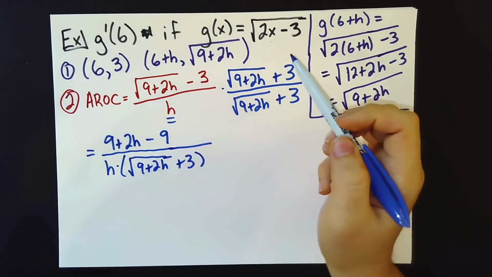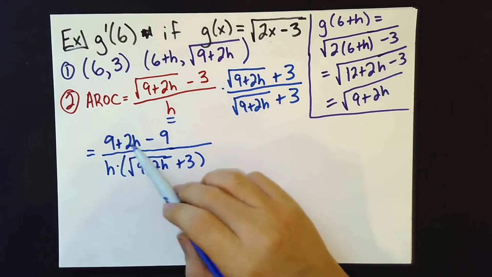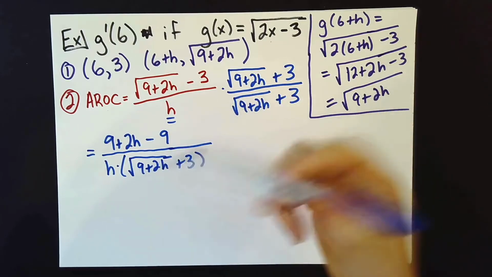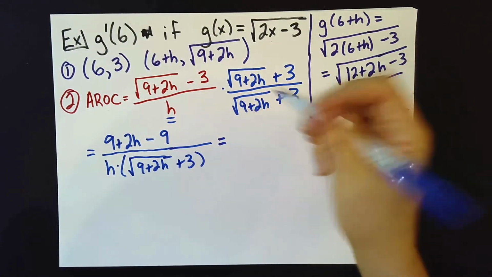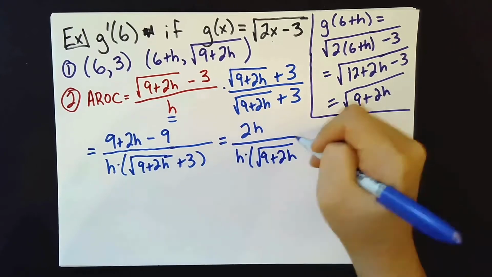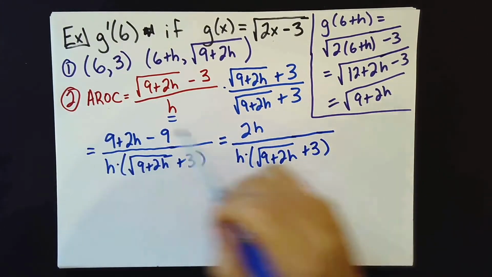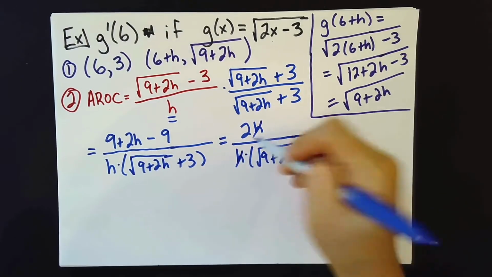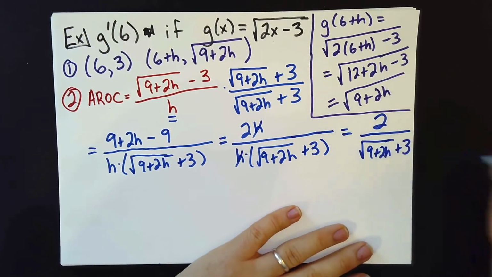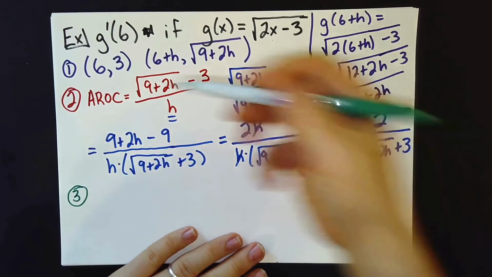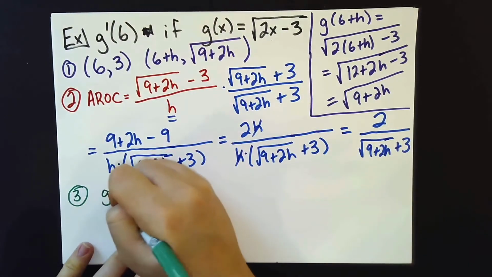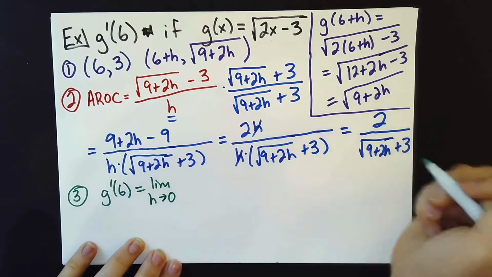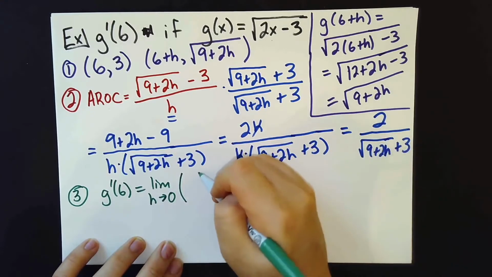Okay, so again, the numerator works out beautifully. I get a 9 plus 2h minus 9. And now I've got this ugly square root thing in the denominator that's just going to stay there. So canceling out the 9s, we get here, at which point we realize, hey, we can cancel the h's, and so we end up here. And so for our last step, we go ahead and calculate that this derivative g prime of 6 is the limit as h goes to 0 of this whole thing.